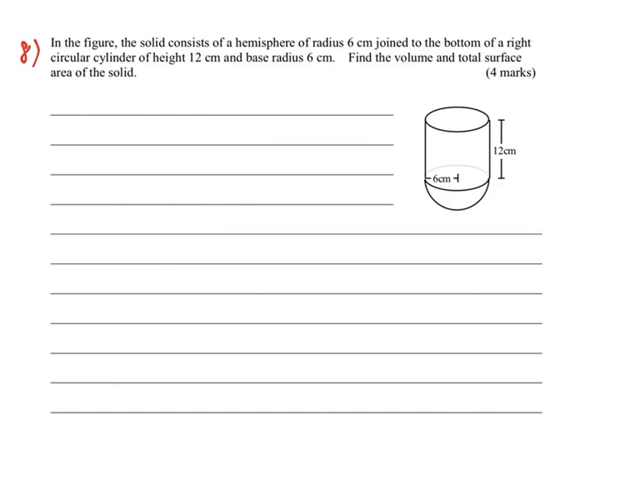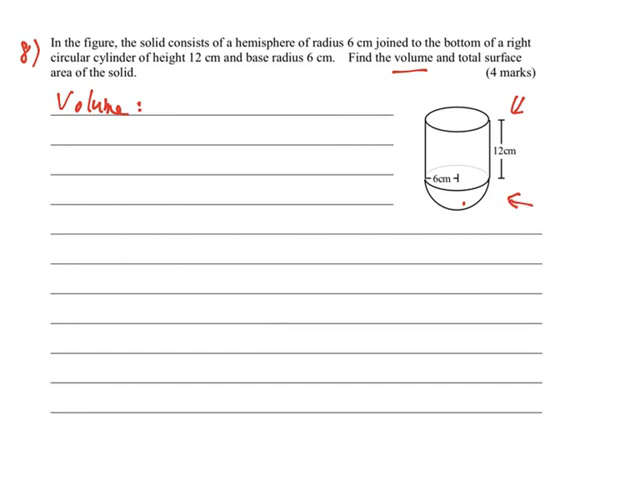Question 8. This question is about the area and volume. We have a solid with the hemispheres and then the cylinder. We need to find the volume and then the surface area. Volume first.